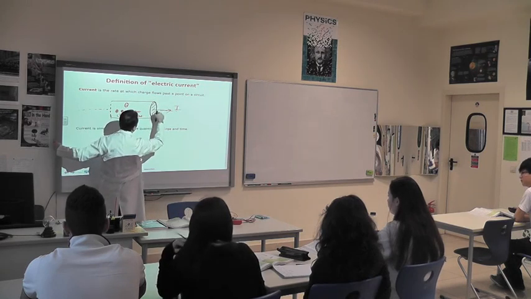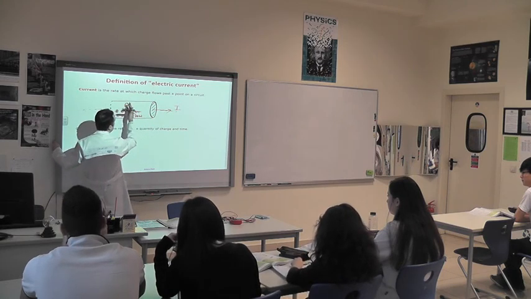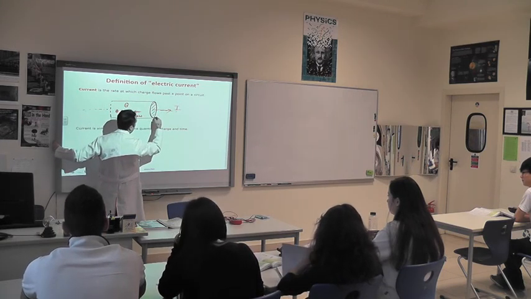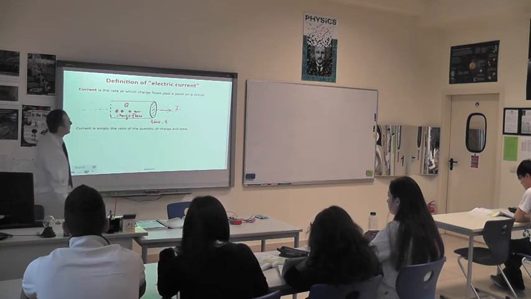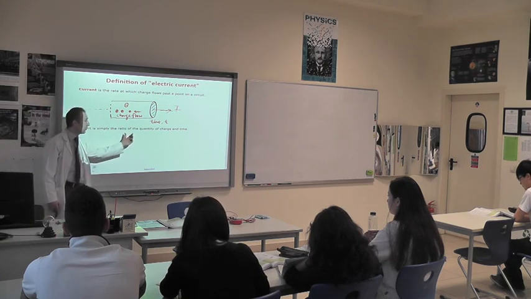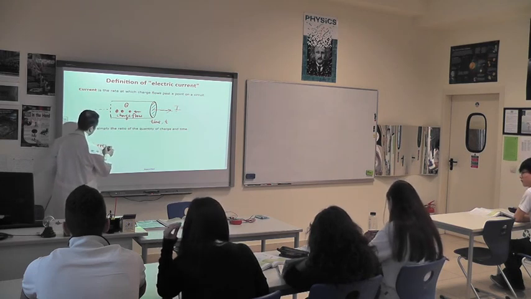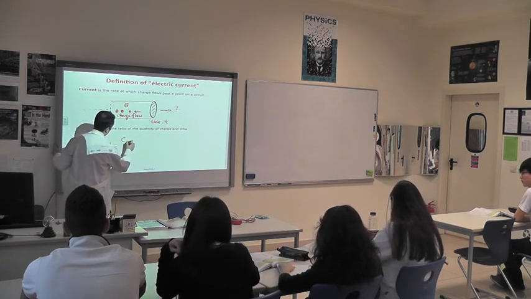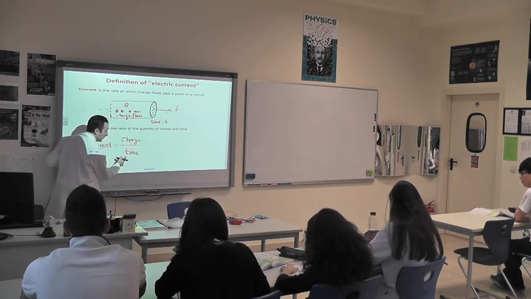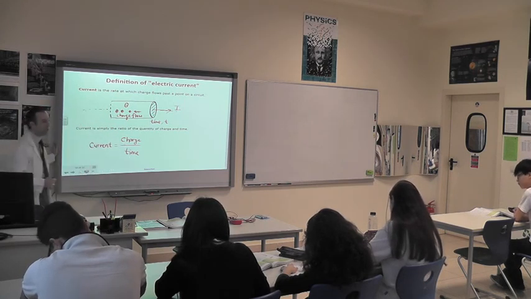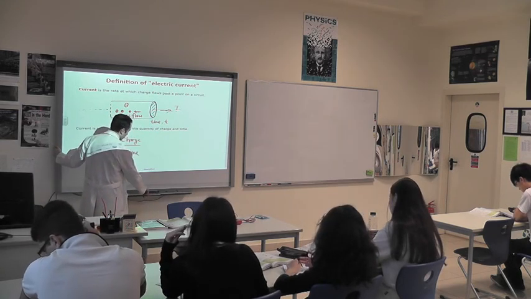And we just look at one section of the conductor here. When a certain amount of charge flows through a certain area, cross-section area, in a unit time t, we say there is a current. And simply the ratio of the quantity of charge and time. So I can write current as charge divided by time. Rate of flow of charge. So charge over time is equal to current.